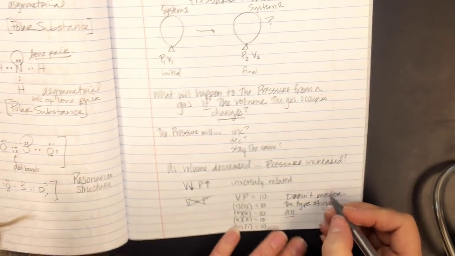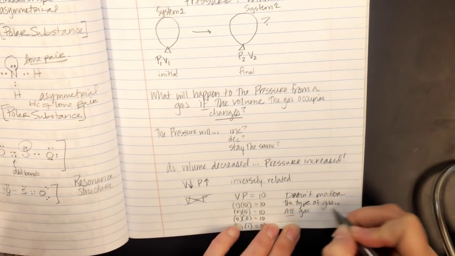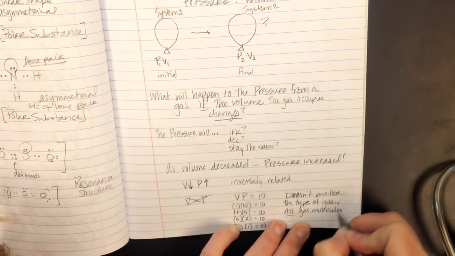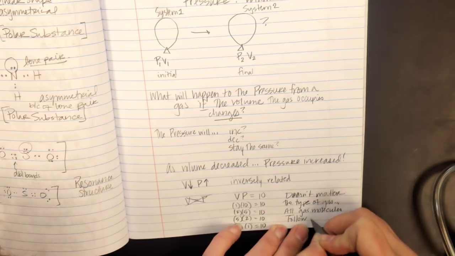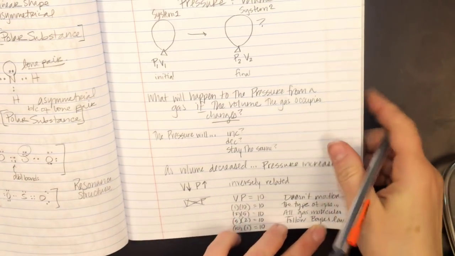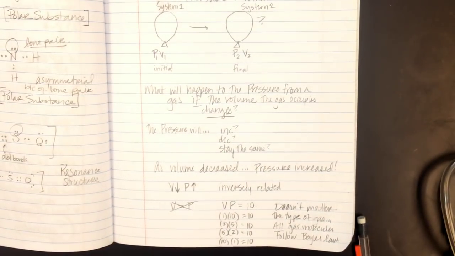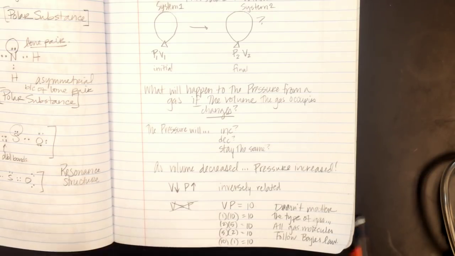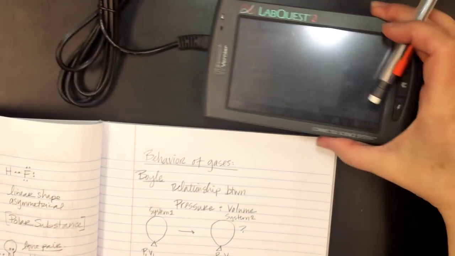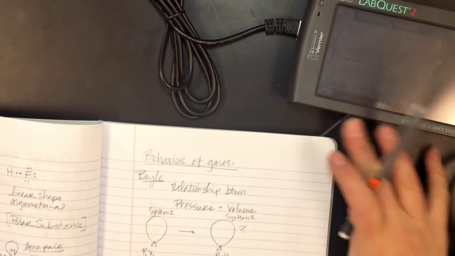All gases behave like this. All gas molecules follow Boyle's law, so it doesn't matter the type of gas. Boyle's law is the relationship between the pressure and the volume of a gas, and we found that they were inversely related.